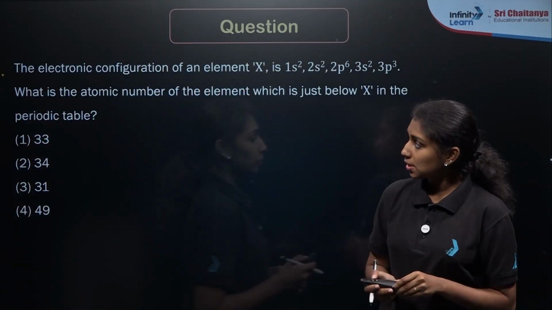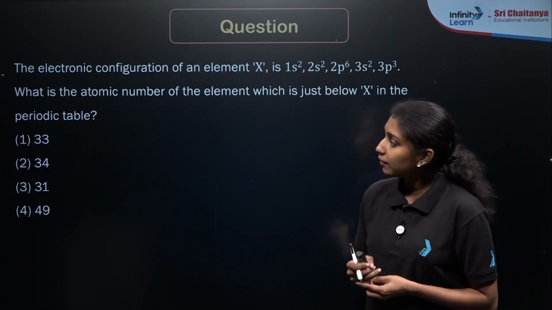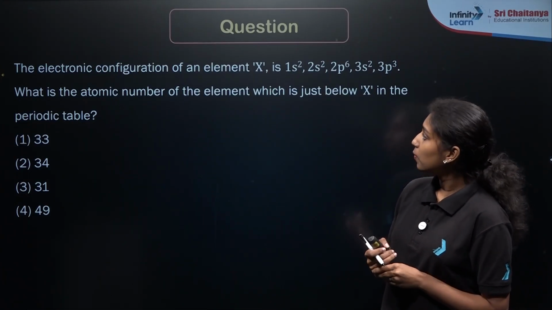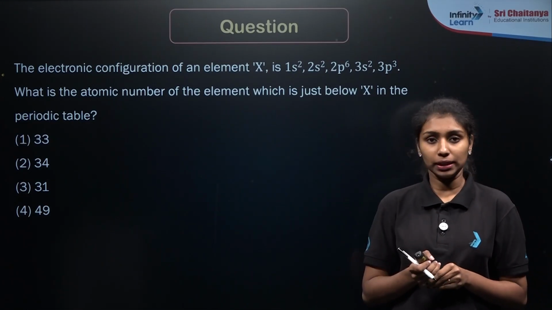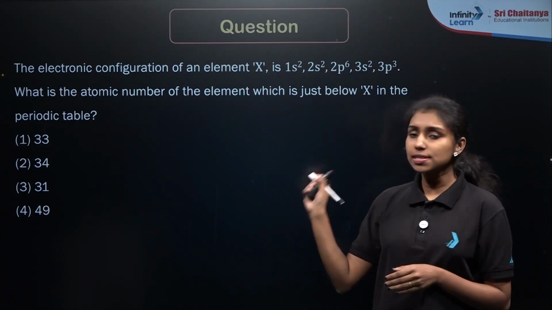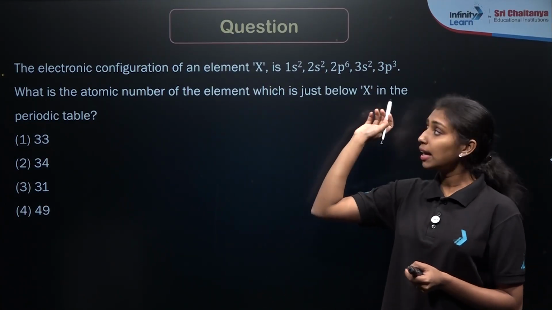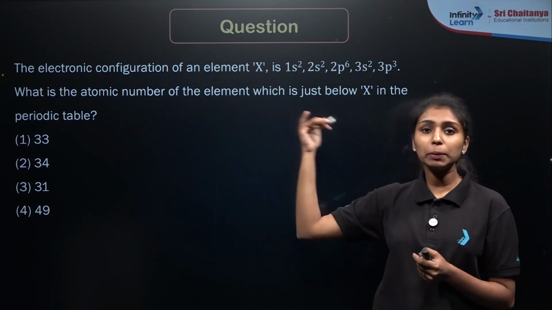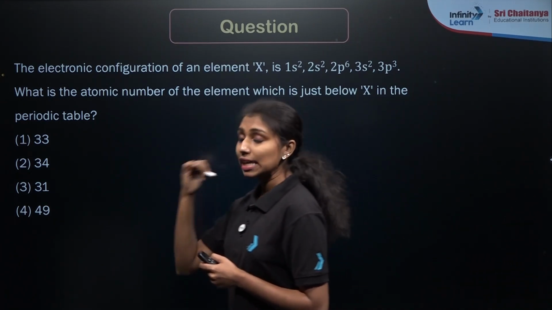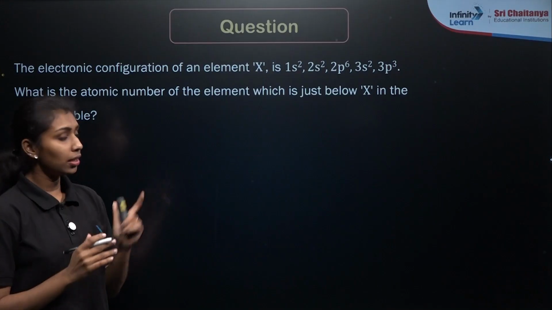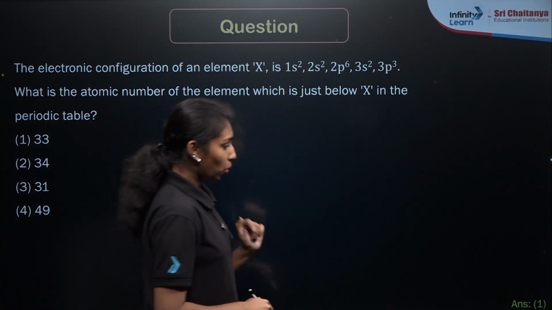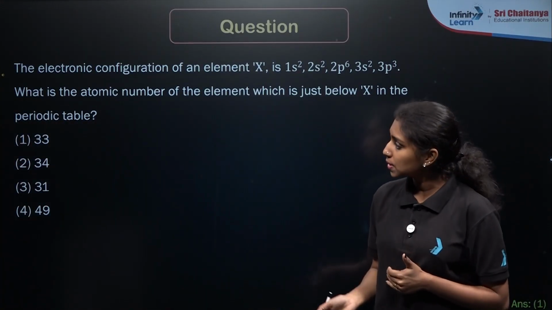Here is the next question. The electronic configuration is given here. We need to identify the atomic number of the element which is just below X in the periodic table. So just take it as homework here. It is a simple question. Already from the electronic configuration, we can get the atomic number of this element, right? Now from the periodic table, we can identify the next element just below this element, right? So I will give you the answer first. It will be option 1. Try to find the answer for this question.